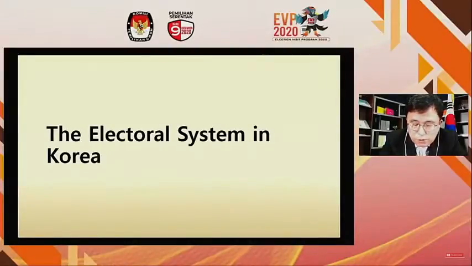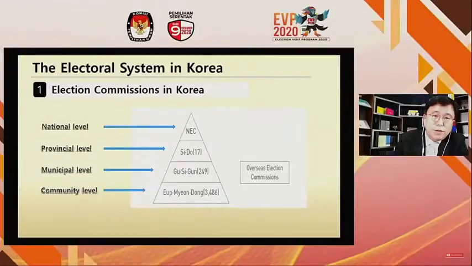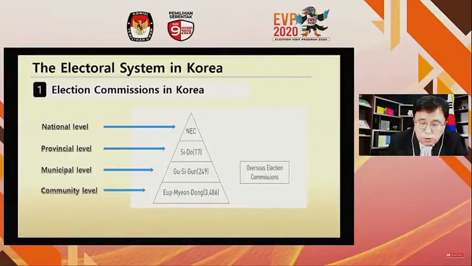Prior to talking about what the NEC did under the growing anxiety and concern, I would like to briefly introduce the electoral system in Korea, which will help you better understand the countermeasures we took against the COVID-19 pandemic. The election commissions in Korea have a four-tier organizational structure consisting of the National Election Commission at the central level, Si-do Election Commission at the provincial level, Gu-si-gun election commissions at the municipal level. Next, please.